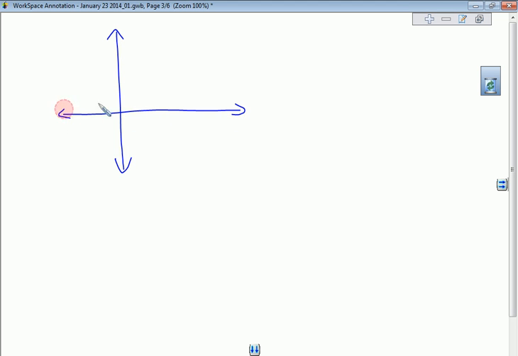Okay, so let's summarize what you learned quickly yesterday. Let's say we had the point 1, 2. And we have the point 5, negative 1. And we were asked to find the distance between those 2 points on the coordinate plane.